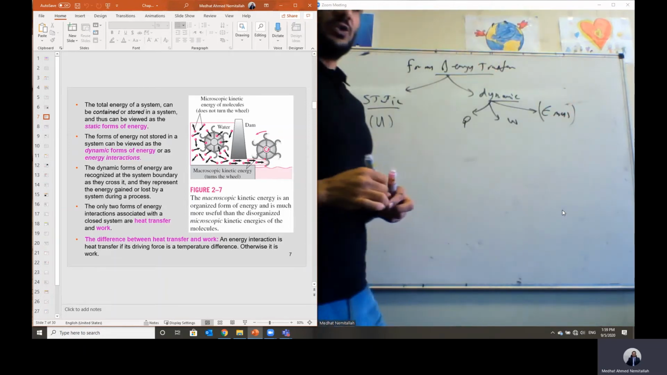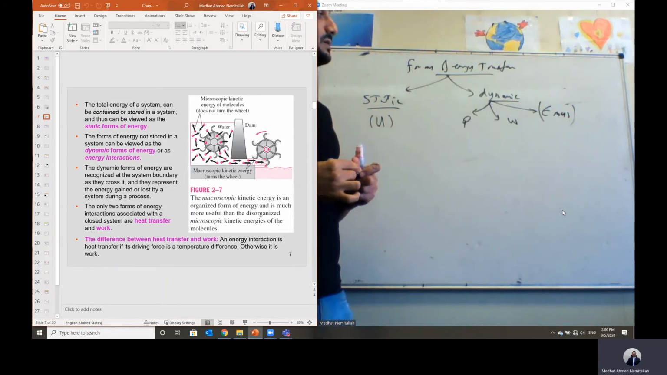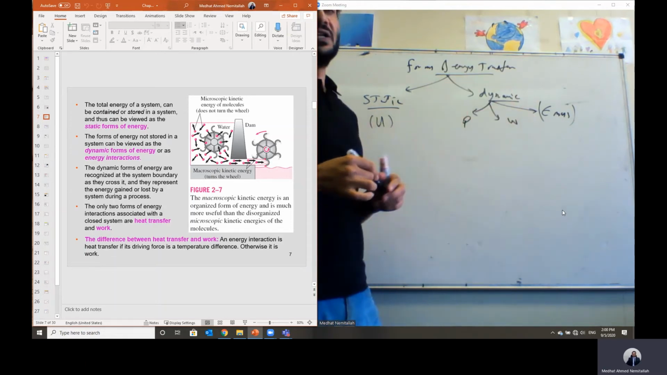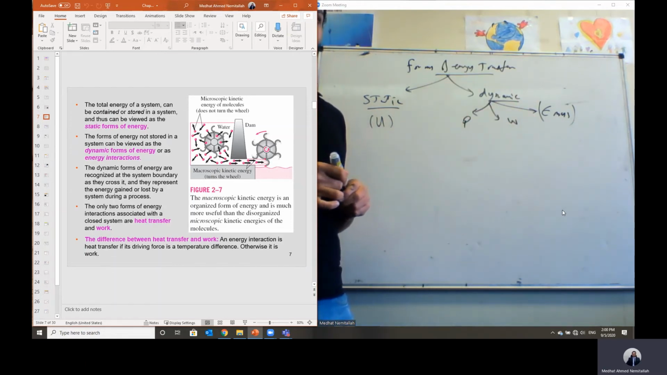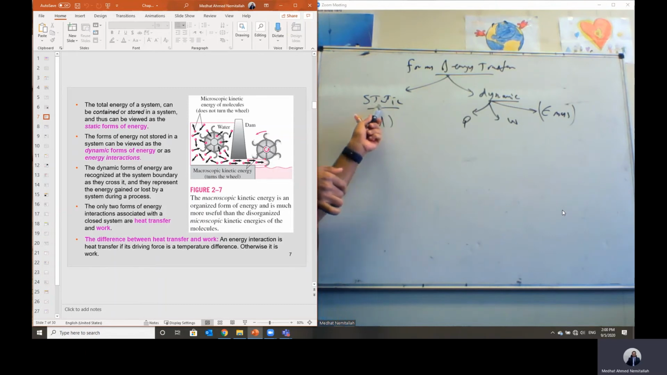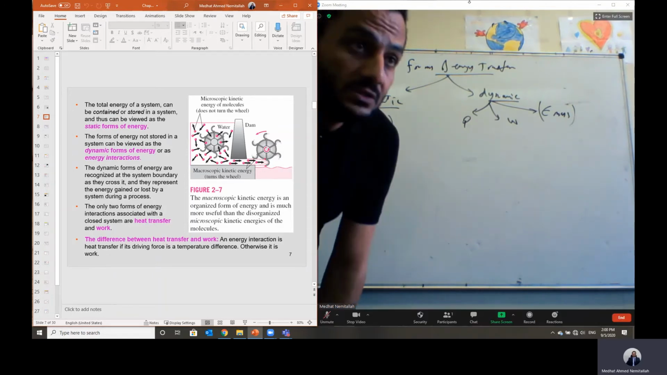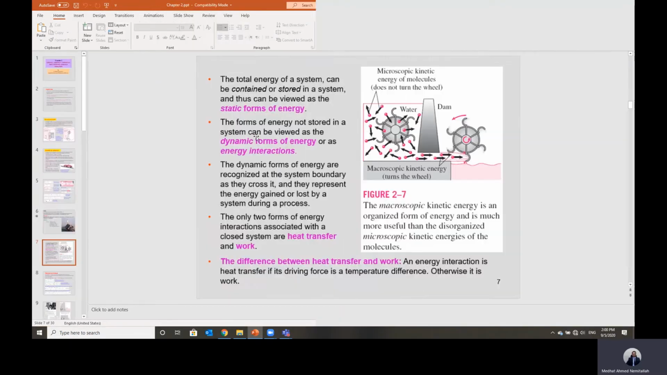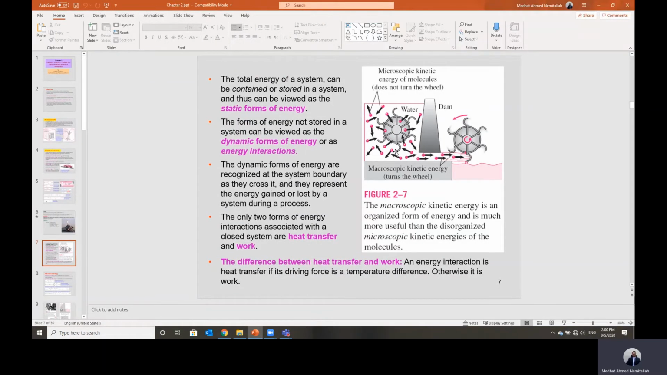If we have mass crossing the system boundary, then in this case it is a kind of dynamic form of energy. Why can the static form of energy not generate work? Because the static form of energy, or internal energy, is related to the motion of the molecules, and if you look here in the presentation, the motion of the molecules is a random motion. So one molecule is moving in one direction and the other molecule is moving in the reverse direction. So we cannot generate work in this case.